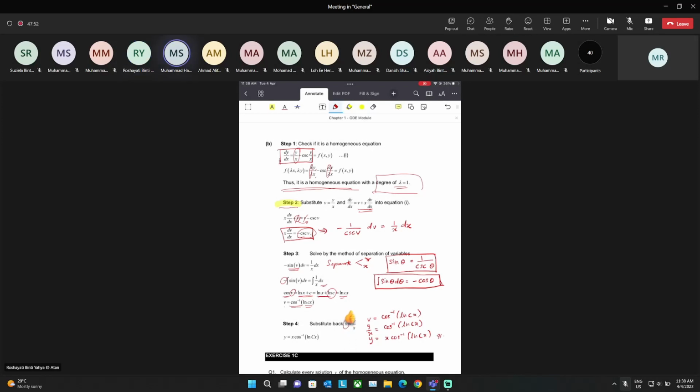Doctor, at step 2, what if we did not change the negative cosec v into 1 over sin? The identity, right? Meaning that we just change negative cosec. You can do it. For example, we try to use blue color. Meaning that you change x dv over dx equal to negative 1 over sin v. Am I right?